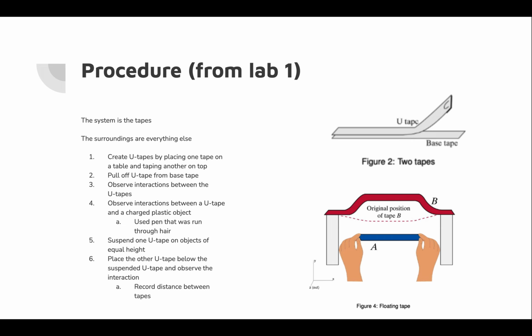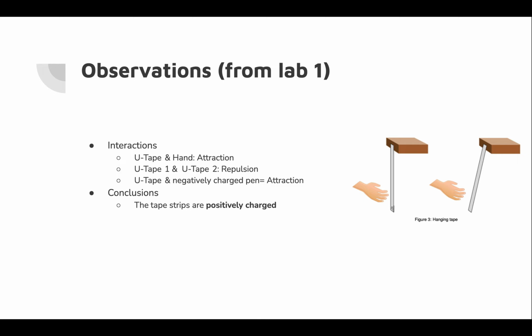The interaction observed between the U-tape and the hand was an attraction. Between U-tape 1 and U-tape 2 was a repulsion, and between the U-tape and the negatively charged pen was an attraction. Therefore, we can conclude that the tapes are positively charged.